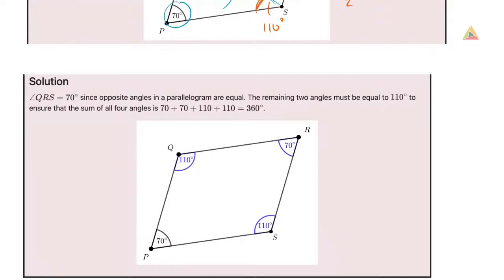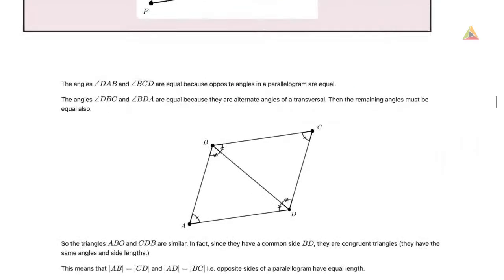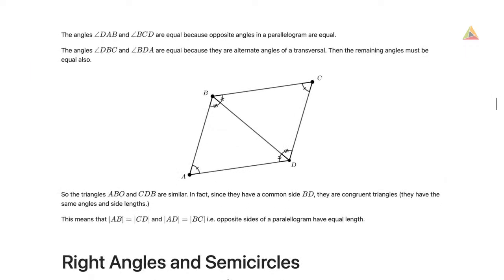So the angle QRS is 70 degrees since opposite angles in a parallelogram are equal. The remaining two angles must be equal to 110 degrees to ensure that the sum of all of the four angles, 70 plus 70 plus 110 plus 110, is equal to 360. So that's it done out there. Okay, so we're going on to the next section now, and then we just have right angles and semicircles, and then we're going on to some exam questions.